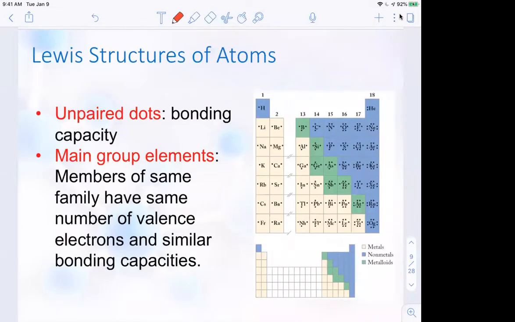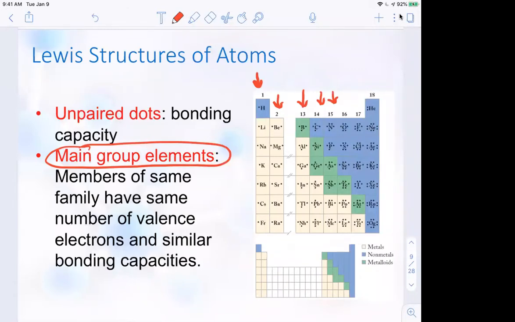Unpaired dots represent bonding capacity. We're going to talk about this a little bit later, but recognize any element that is in the same column is going to have the same type of bonding capacity, the same type of bonding scheme that any other atom in that same column has as well. Remember, we're focusing on the main group elements, the representative elements, which means that the members of the same family or column are going to have the same number of valence electrons and similar bonding capacities.